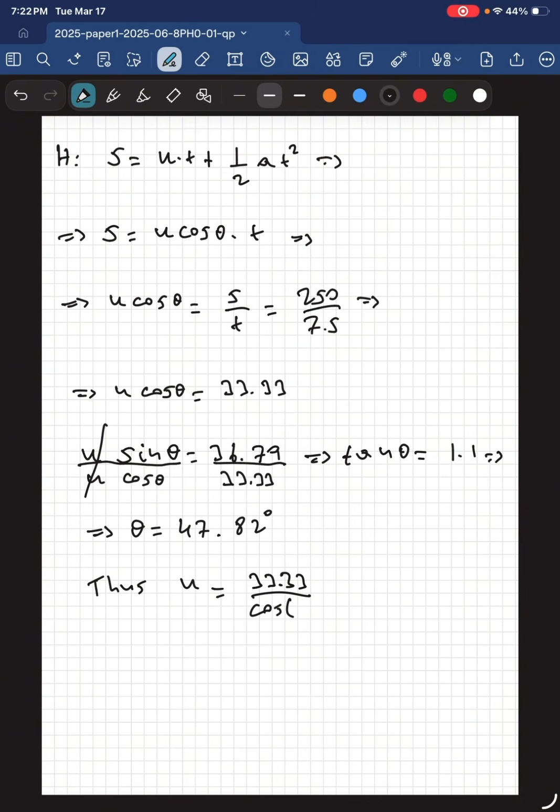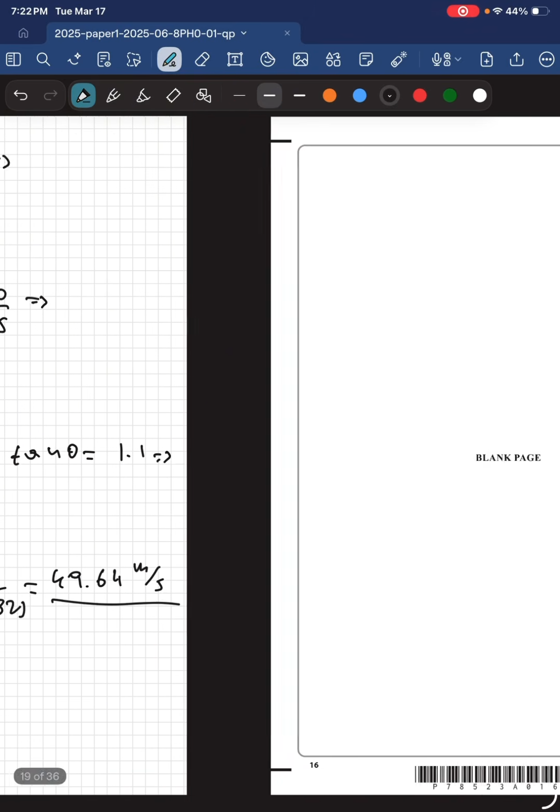33.33 over the cosine of 47.82, or 49.64 meters per second. Okay, and that's the answer. So we found theta and we found u. So we can move on.